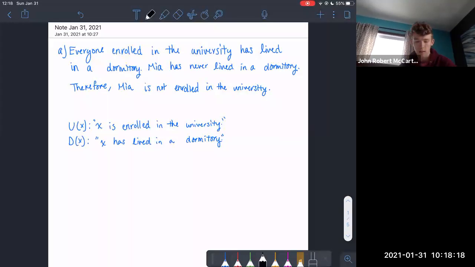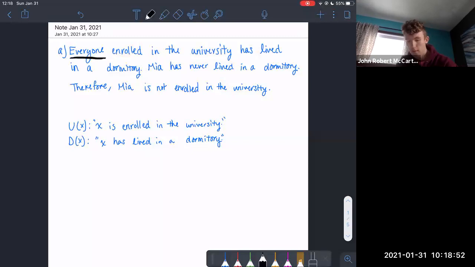So I'm going to go through this step by step and break down each sentence one at a time. Our goal is to translate this into logical expressions. Looking at the first sentence, we can immediately see that there is this "everyone" here. So we can tell that this is eventually going to get translated into some sort of quantifier. And we're going to want to use the universal quantifier because we're quantifying everyone in our domain.